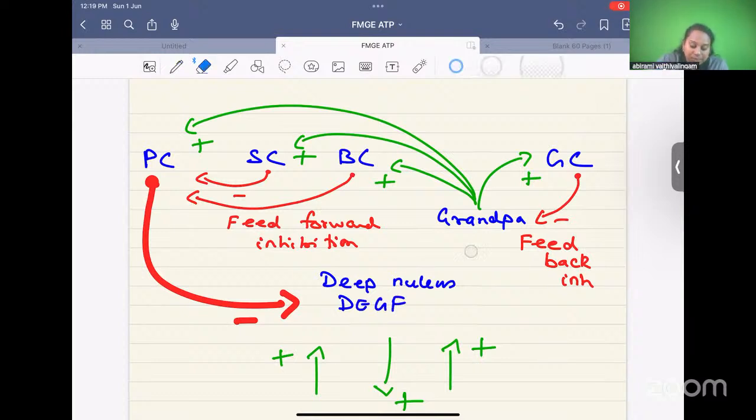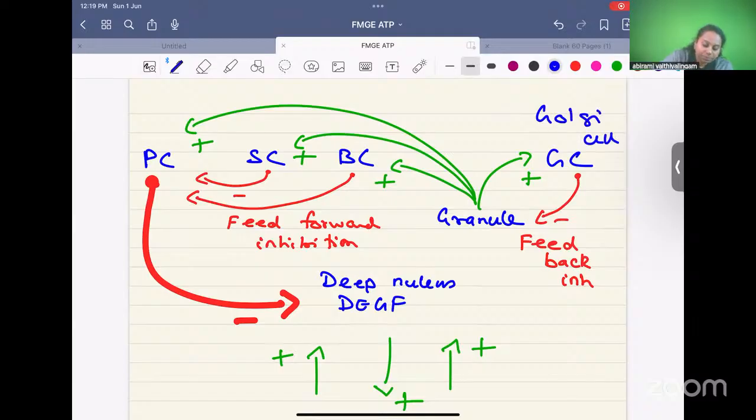Which cell sounds like gran in the cerebellum? Granule cell. GC stands for Golgi cell. BC for basket cell. SC for stellate cell. And PC, Purkinje cell.